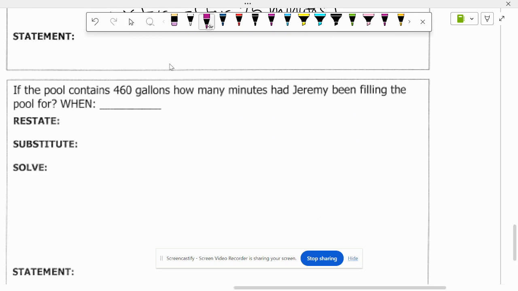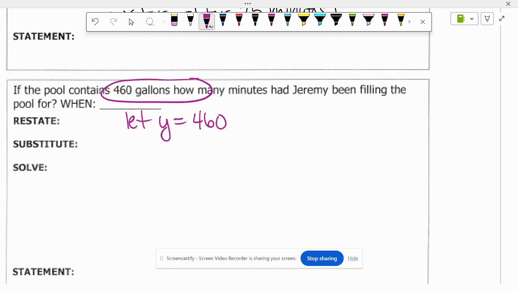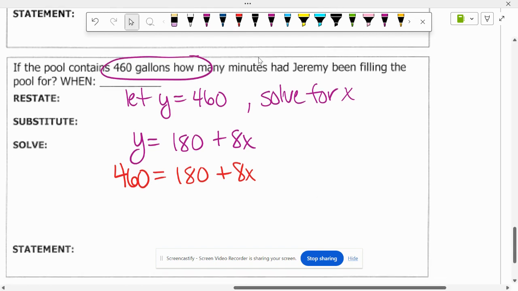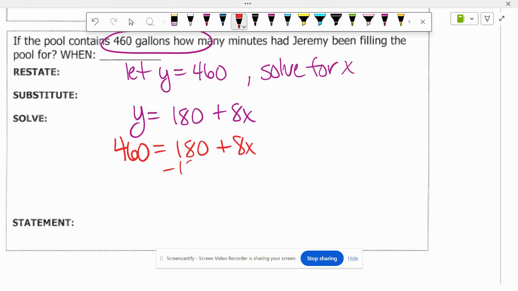If the pool contains 480 gallons, how many minutes had Jeremy been filling? So what is this saying? Yeah, let y equal 460 and solve for x. That's what we're doing. So y equals 180 plus 8x. I'm replacing my y with a 460. Who can solve this for me? Who can tell me the steps? What do I need to do first? Subtract 180 from both sides.